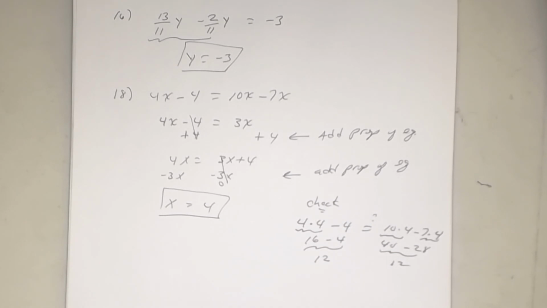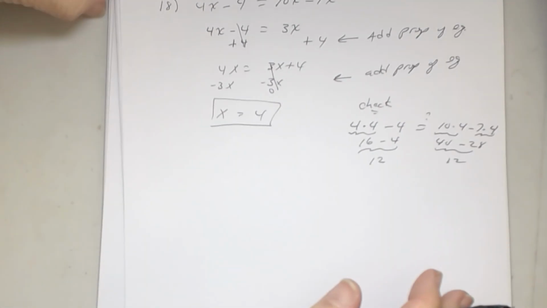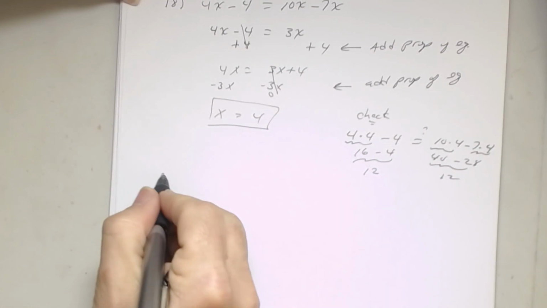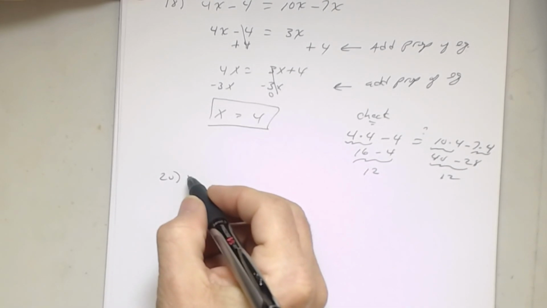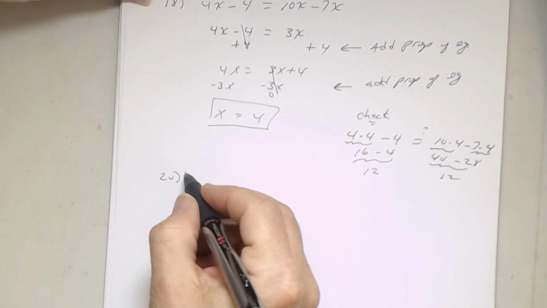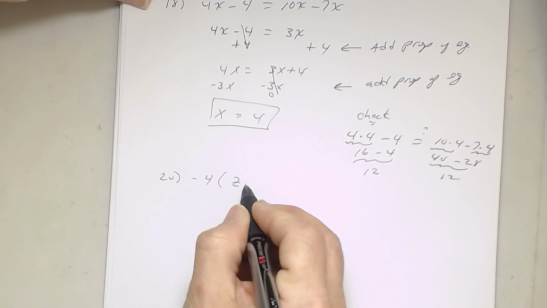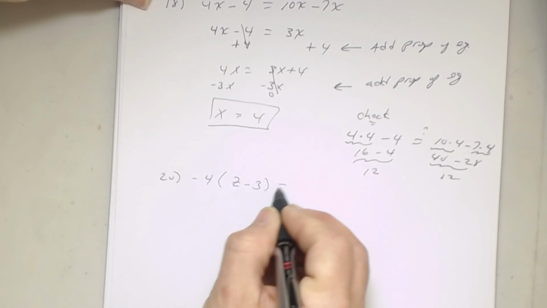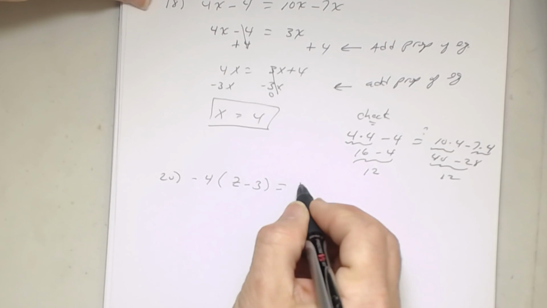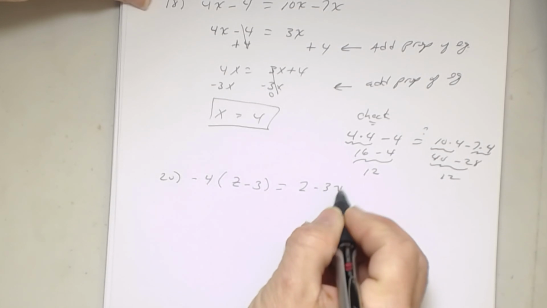All right. Let's look at number 20. All right, 20. You have negative 4, I'm sorry, negative 4 in parentheses, z minus 3, equals 2 minus 3x.